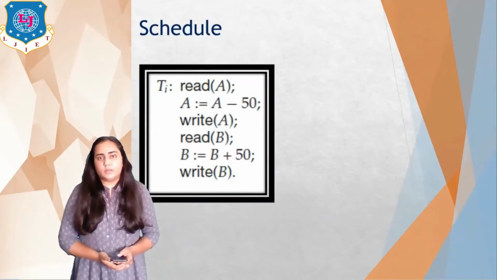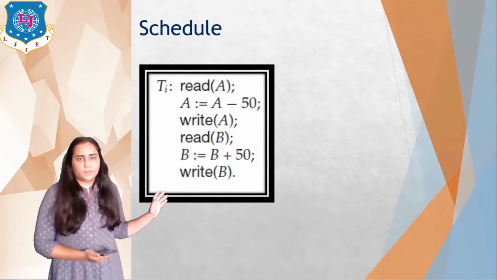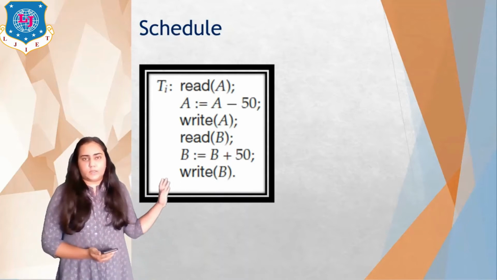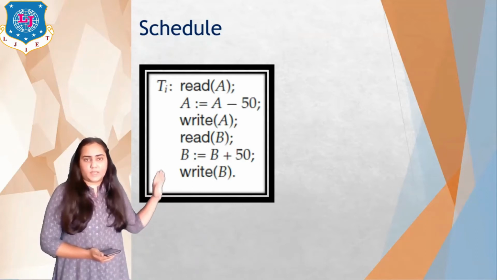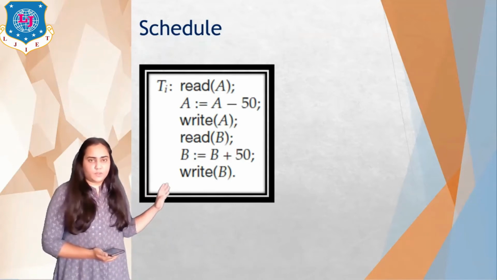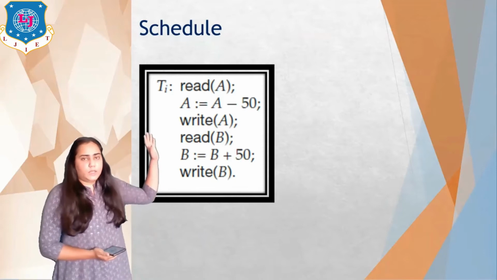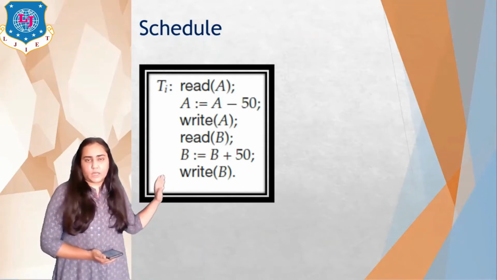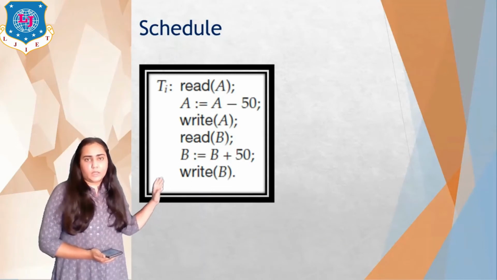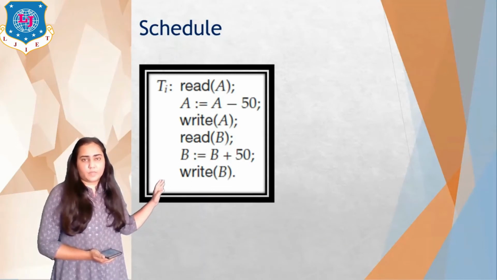First of all, we'll see what schedules are, and we'll see an example of a schedule. Consider this transaction T1. Here you can see there are two variables, A and B. This transaction reads the value of A, subtracts 50 from it and writes the value back. Then it reads the value of B, adds 50 to it and writes it back.